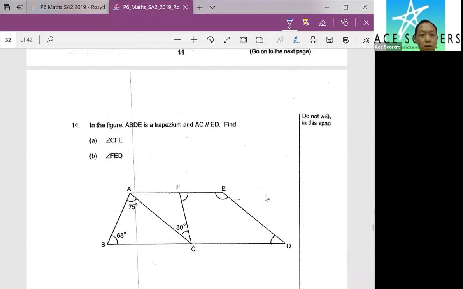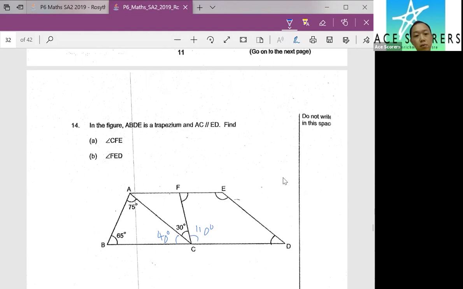Next one. Find angle CFE. So CFE 30, 75, 75. Okay. My strategy is always to find all angles. So 180 minus 75 minus 65. 65. 40 degrees. 30 degrees. 180 minus 70. So this is 110.